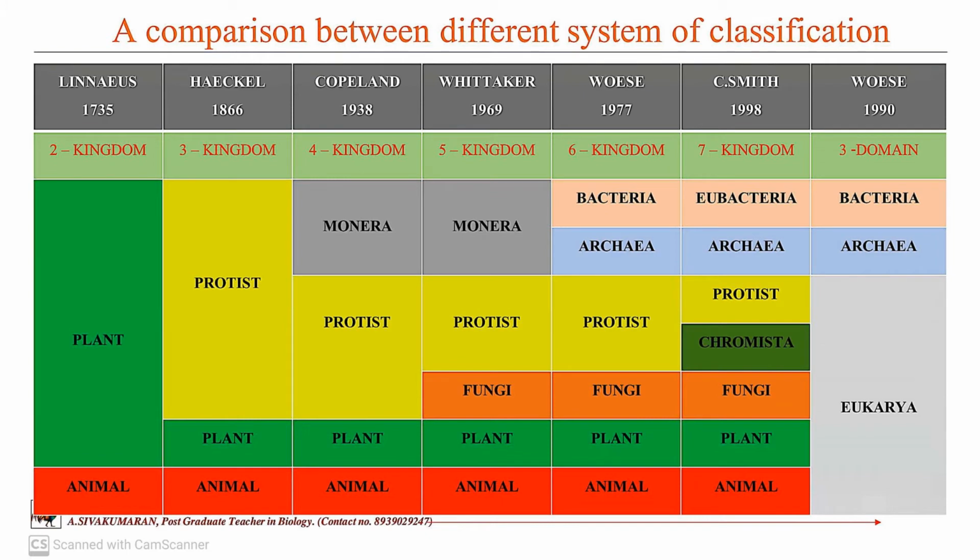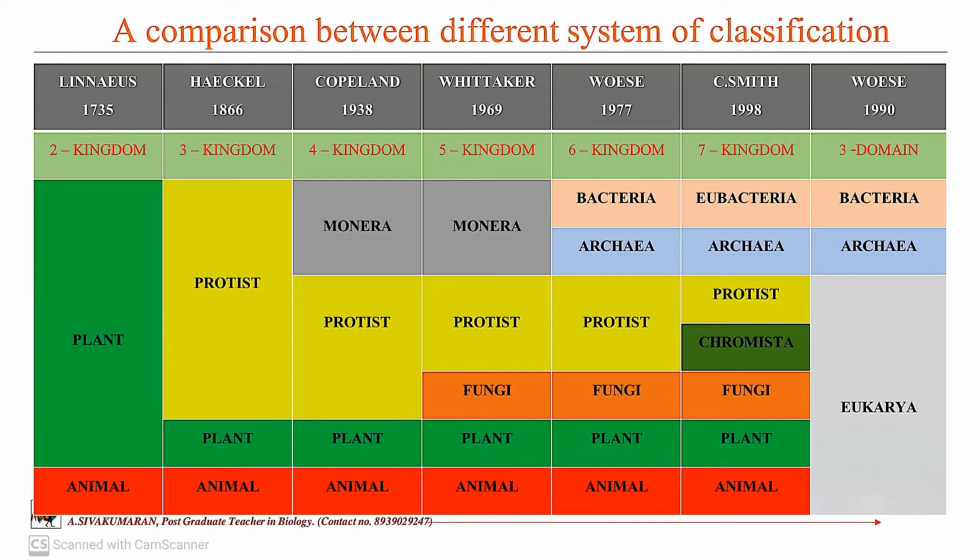This is a comparative chart showing various types of classification. In two kingdom, the whole living organisms are classified into only two, a plant kingdom and animal kingdom. In the three kingdom classification, in addition to the plant and animal, the very lower organisms with single cell and other things are put into a separate group called Protista. Then in the four kingdom, from the Protista itself, they made one more classification that is called Monera.